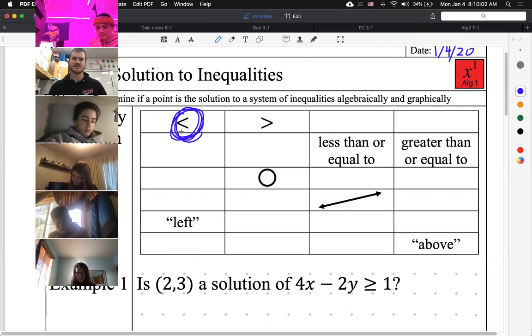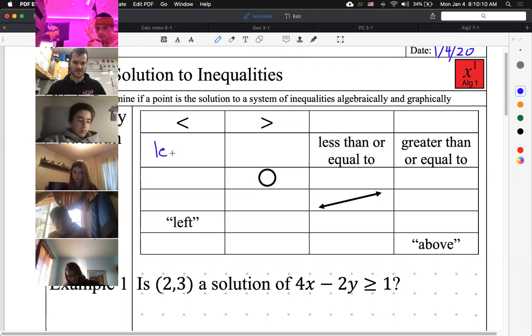So these symbols, you've seen them before. With a quiet raised hand, what do we call that symbol on the left? The one that I just circled. Yazzie? Less than? Yep, less than. So I'm going to put that right here. Less than.